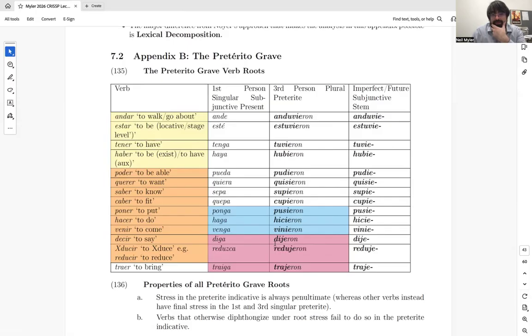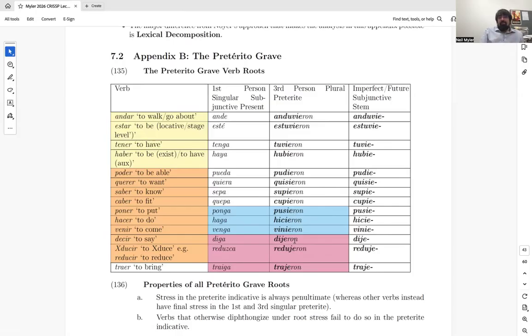So we get dijeron, redujeron, and trajeron, and not dijieron, redujieron, and trajieron. And that can't be the result of an automatic phonological alternation, because sequences of the velar fricative and yod are tolerated in other cases. So we have verbs, for example, like escoger, which means to choose. The third person plural preterite indicative of that verb is escogieron, right, with the velar followed by the yod. So there's something special about this velar that turns up in the preterite forms that's responsible somehow for the yod deletion here, right?